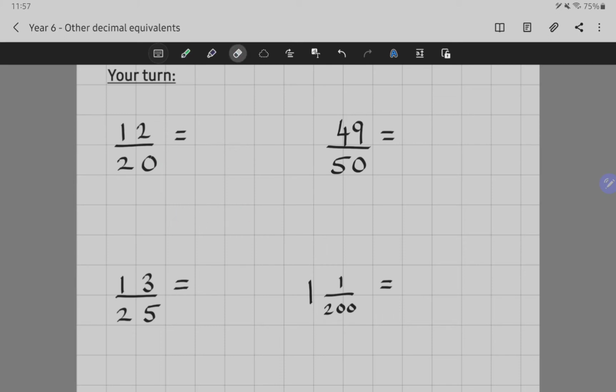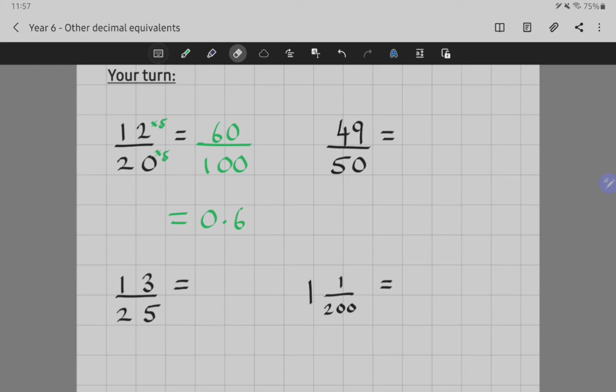For those of you that might have multiplied, let's have a look what that would look like. So if you multiplied, you might have multiplied by 5, for example. So you might have turned it into hundredths. 12 times 5 is 60. Exactly the same. You might have put 0.6 or 0.60, which is fine, but you don't need that 0. That 0 doesn't tell me there's anything there. So that's the same answer.